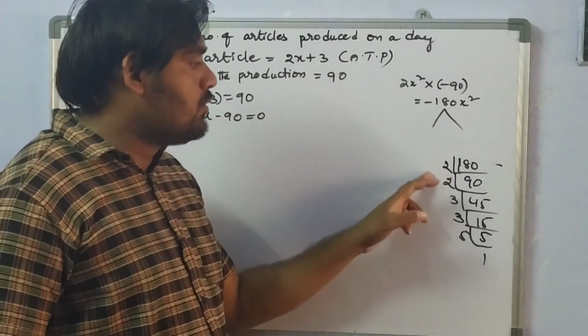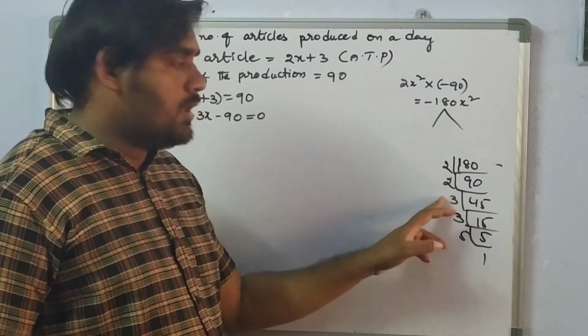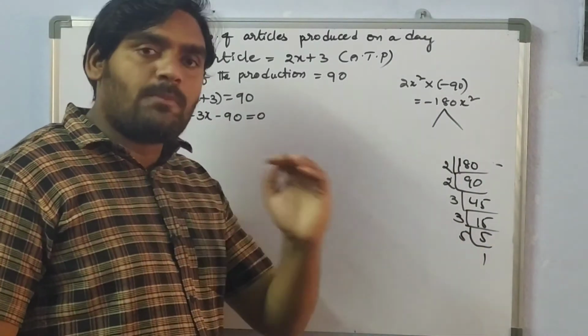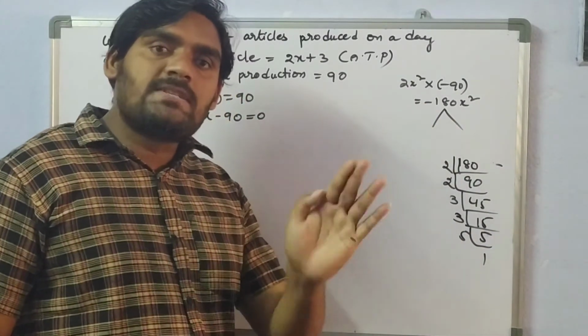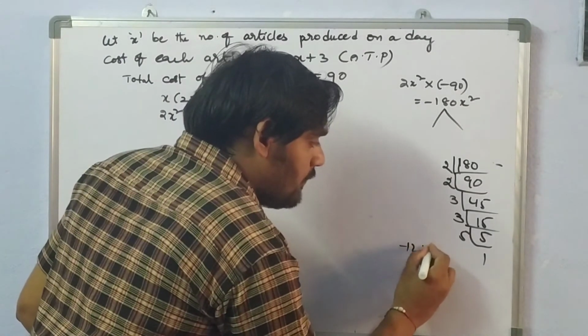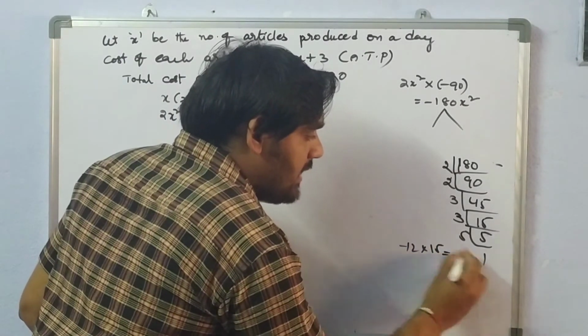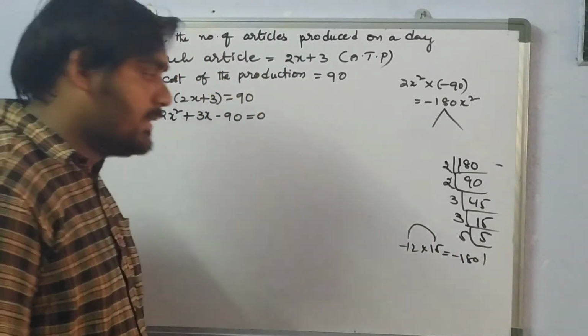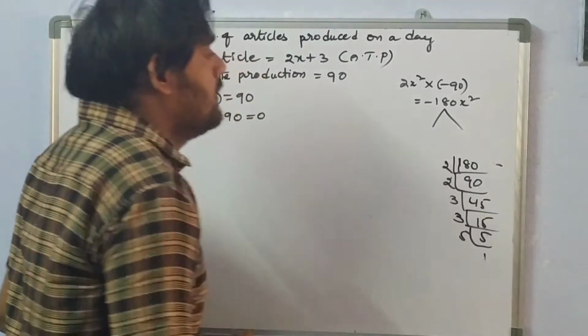Next we have to go for 2 2s are 4, 4 3s are 12. 12 into 15, we are getting 180. Suppose I give the minus symbol to 12, minus 12 into 15, I am getting minus 180. If I add these two, I will get plus 3x also. Isn't it?